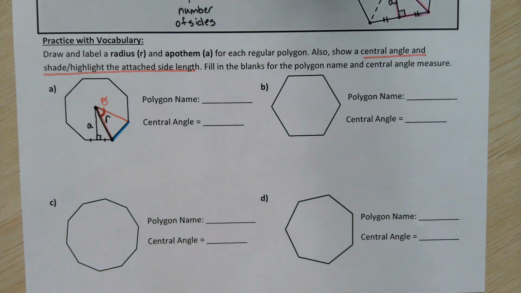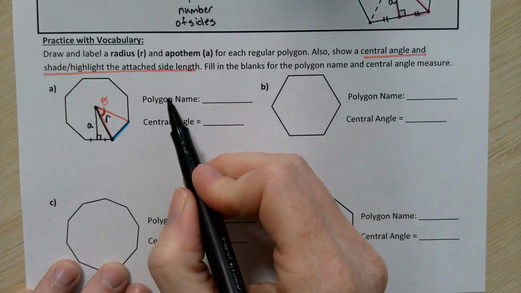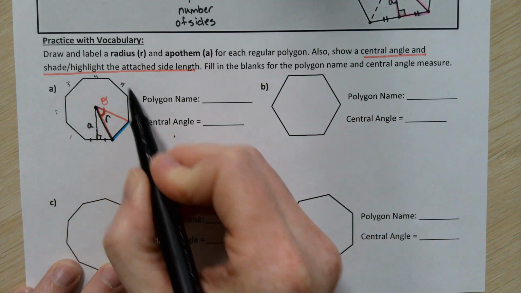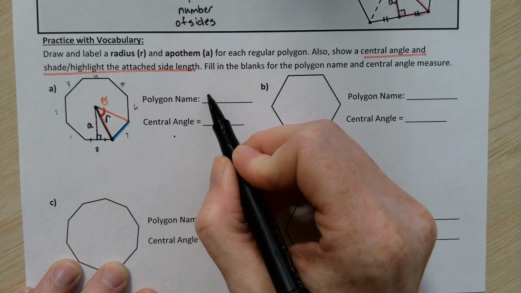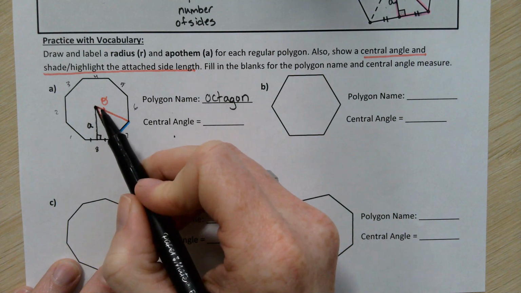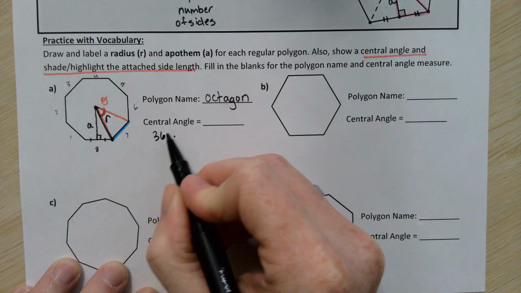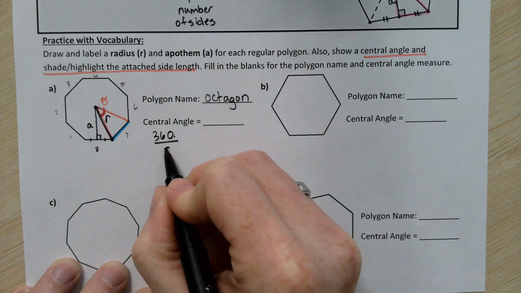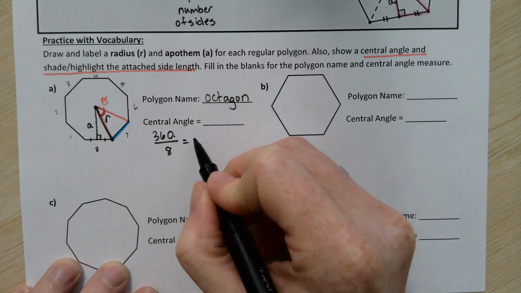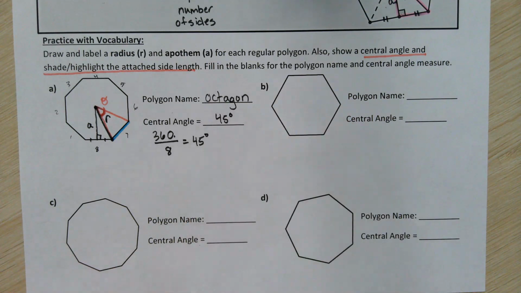All right, last but not least, we're filling in the blanks for the polygon name and the central angle measure. So this polygon name is related to the number of sides. So if we start counting, we've got 1, 2, 3, 4, 5, 6, 7, 8 sides. 8-sided polygons are octagons. And since there's one central angle attached to each of those 8 sides, all together they would make a full rotation of 360 degrees, but that's going to get split up into 8 equal central angles. So 360 divided by 8 will give me that central angle measure for this octagon. That will be 45 degrees.